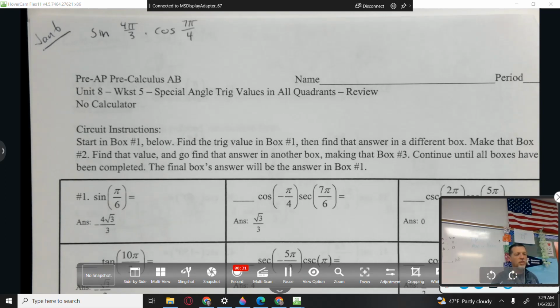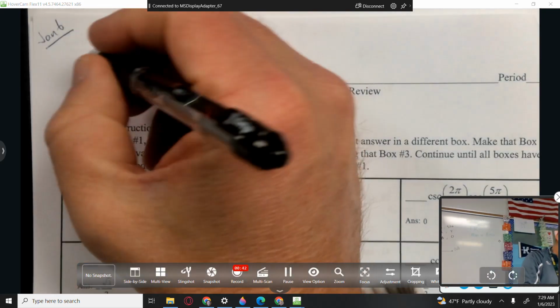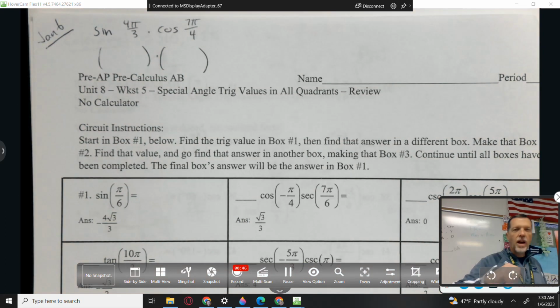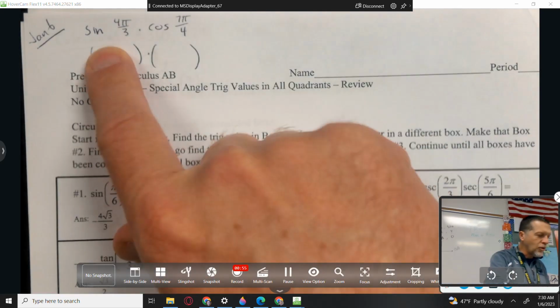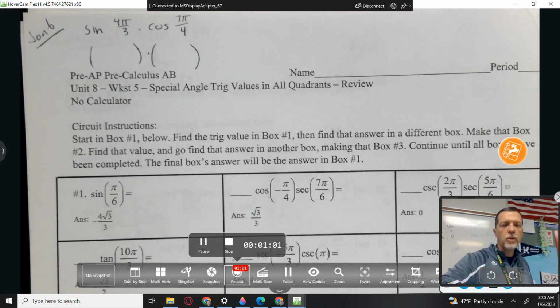Sine of 4 pi over 3 times cosine of 7 pi over 4. In fact, I'm going to hit pause because I think you can find the sine of 4 pi over 3 and the cosine of 7 pi over 4. And you can probably multiply them together, but we haven't done that together yet, so we'll save that and do that in a moment. So right now, find the sine of 4 pi over 3, the cosine of 7 pi over 4. And if you want to, you can multiply them. If you want to wait for me, that's fine too.